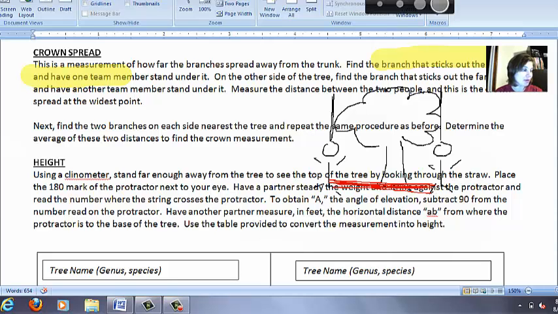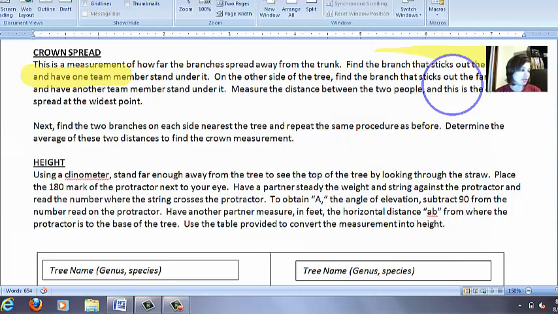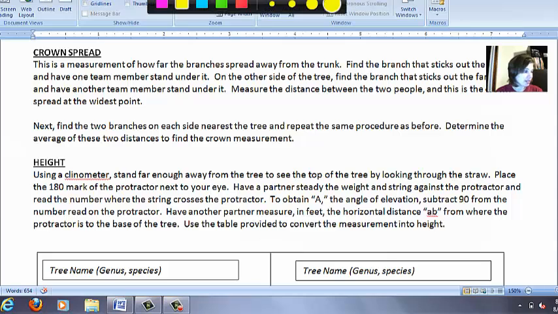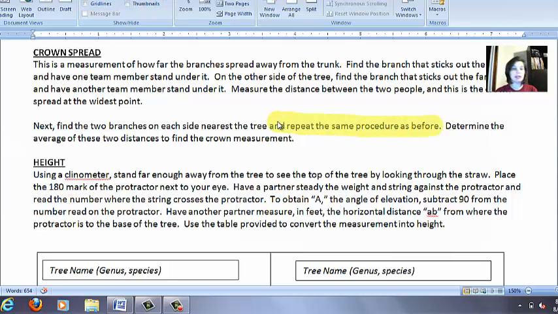So that's the widest part on that part of the tree, but of course, the tree is wide in other areas too. So you want to go on the two other sides of the tree and do the same thing. It says right here, repeat the same procedure as before. Have two people stand in the opposite wide area that they did before, and then determine the average of the two distances. The average is going to be the first measurement of the widest distance plus the second measurement of the widest distance divided by 2. And that is what you record as your crown measurement. Again, remember, you need to be writing down all those calculations as you do them, all those numbers, the data, and then showing how you did the calculation as well.